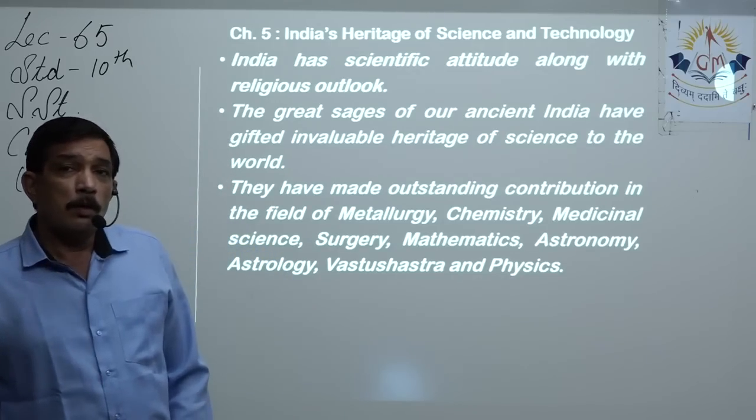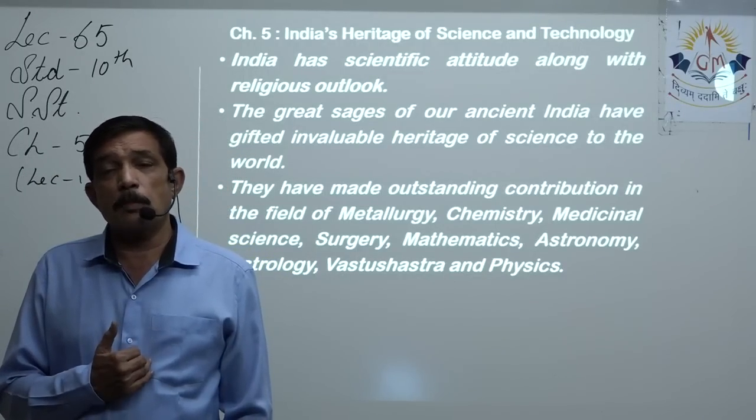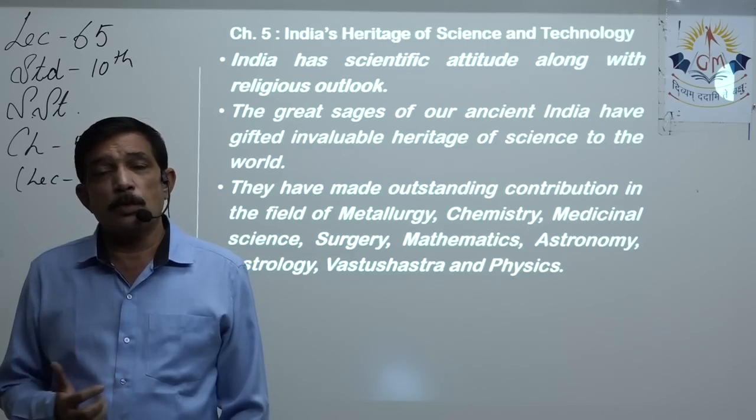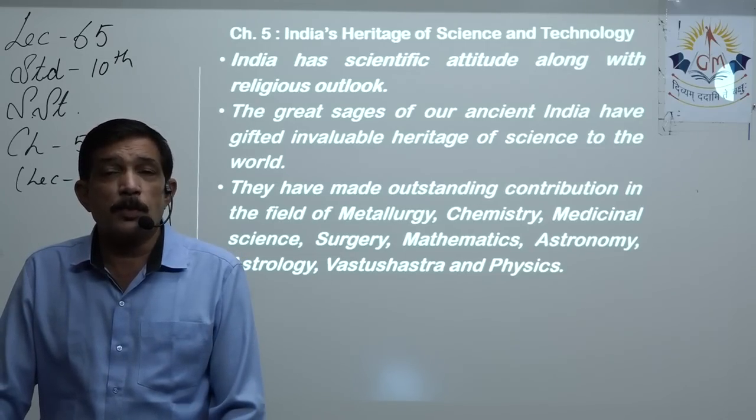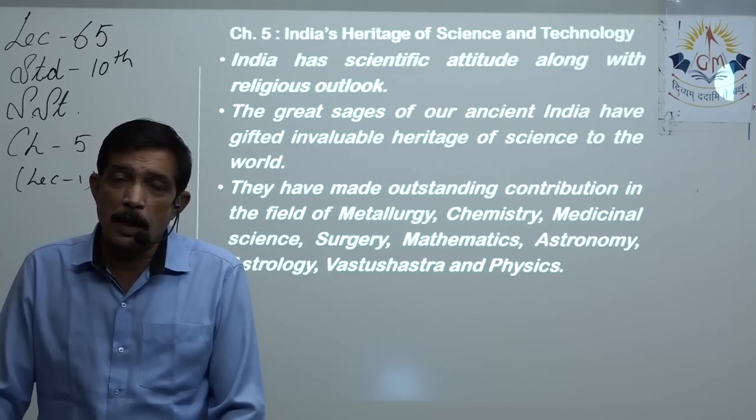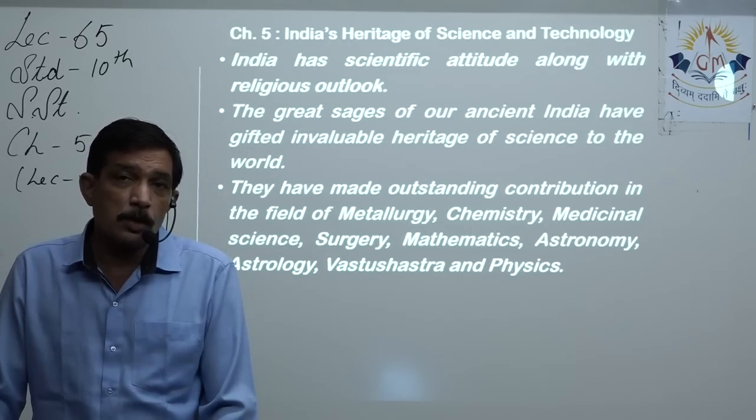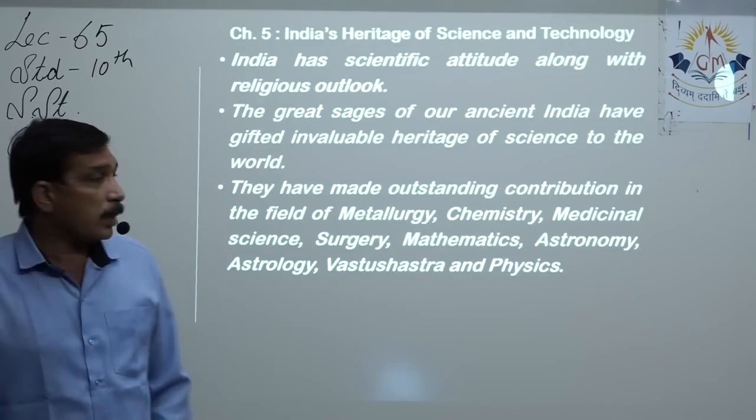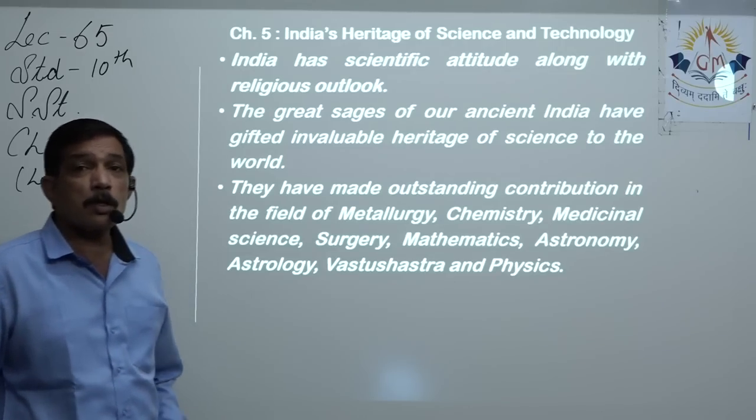So how were they able to do that? Yes, science also needs the use of mathematics. If they were able to exactly predict that at a given time a planet's position will be over here in the sky, then you also need lots of mathematics to do that research. So along with religious outlook, we did have a scientific attitude also. They have made outstanding contributions in lots and lots of fields.